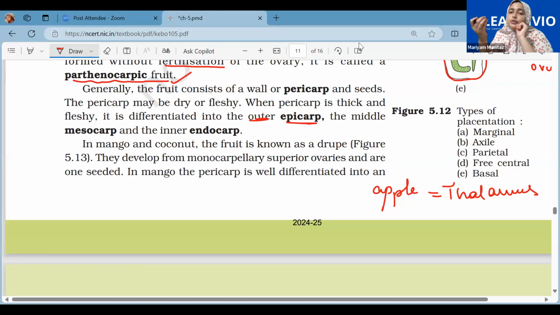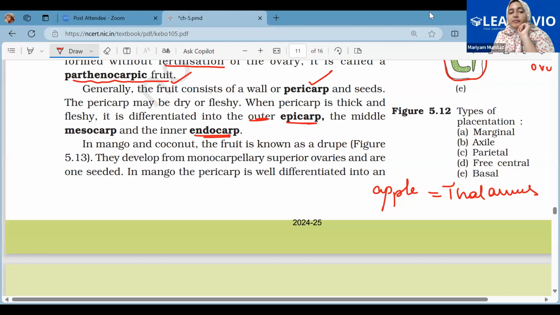Now the part that you eat, the fleshy mango, is the mesocarp. It is the second layer. And then towards the inside is the endocarp. So epicarp, mesocarp, and endocarp, all of these together are known as pericarp. Clear?